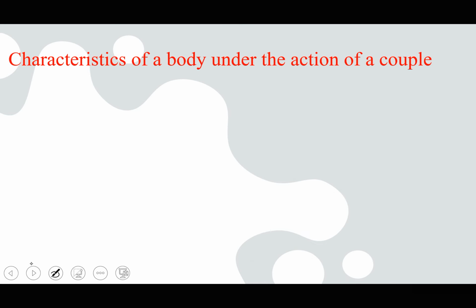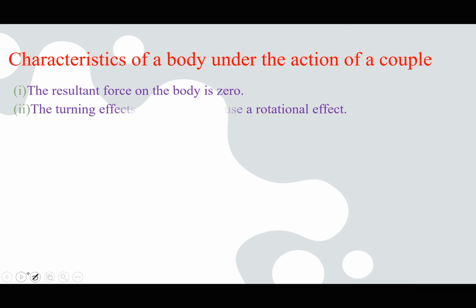Then characteristics of bodies under the action of a couple, because we saw in lesson 1 that these are two equal but parallel forces. So before we do more examples, I want to remind ourselves about the characteristics of a body under the action of a couple. Number 1, remember the resultant force must be 0. The two forces are equal but opposite, so the resultant force must be 0. Number 2, the turning effect of the forces will cause a rotation. When you look at their orientation on the object, they should be able to cause a rotation. So the turning effect must cause a rotation.